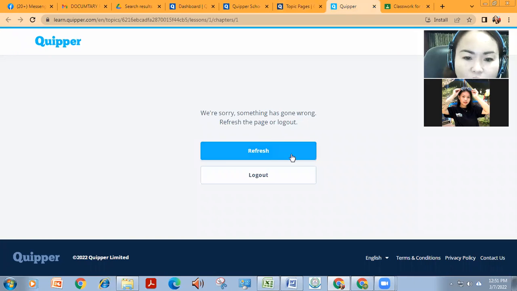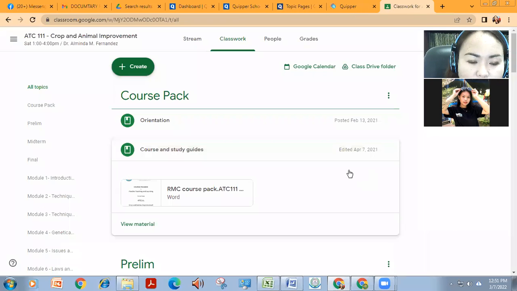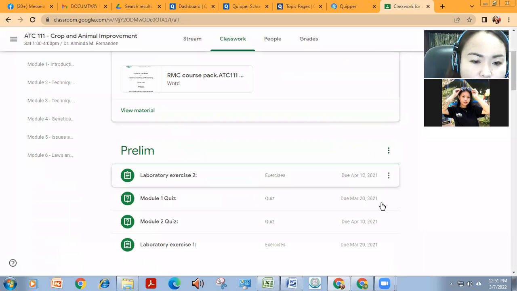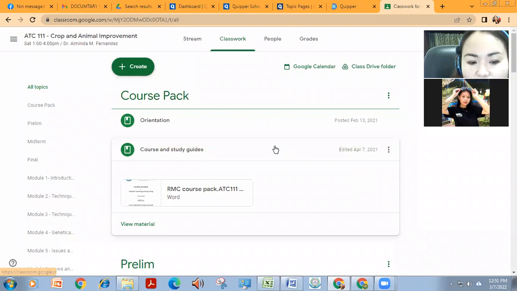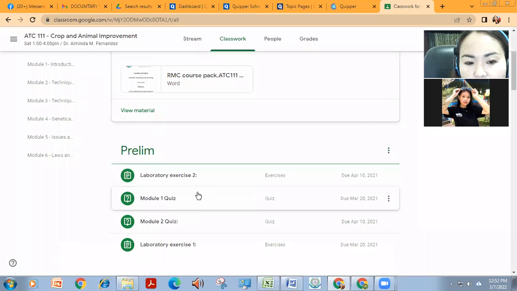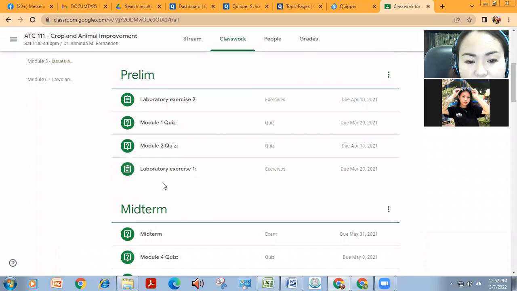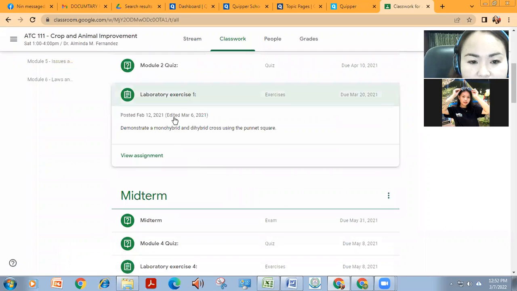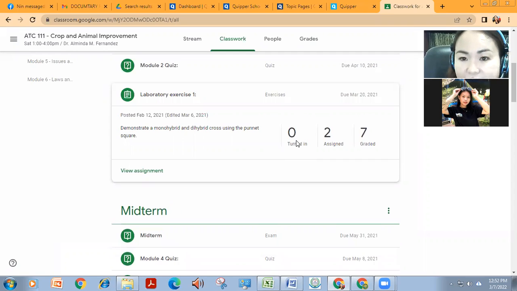So what is our... let me just give you an overview of the laboratory exercises so you know what you will do. Your first laboratory exercise is to demonstrate the monohybrid and dihybrid cross using the Punnett square. So what is a Punnett square?